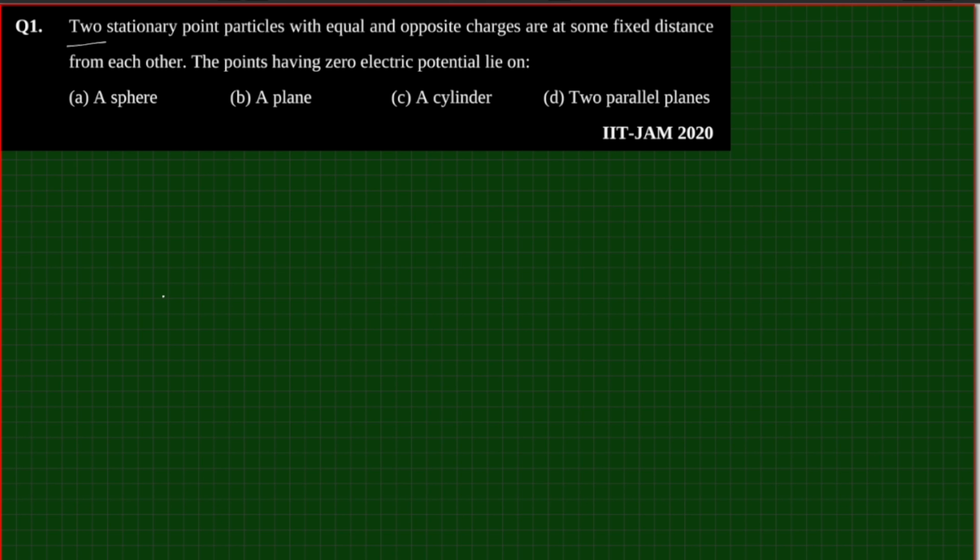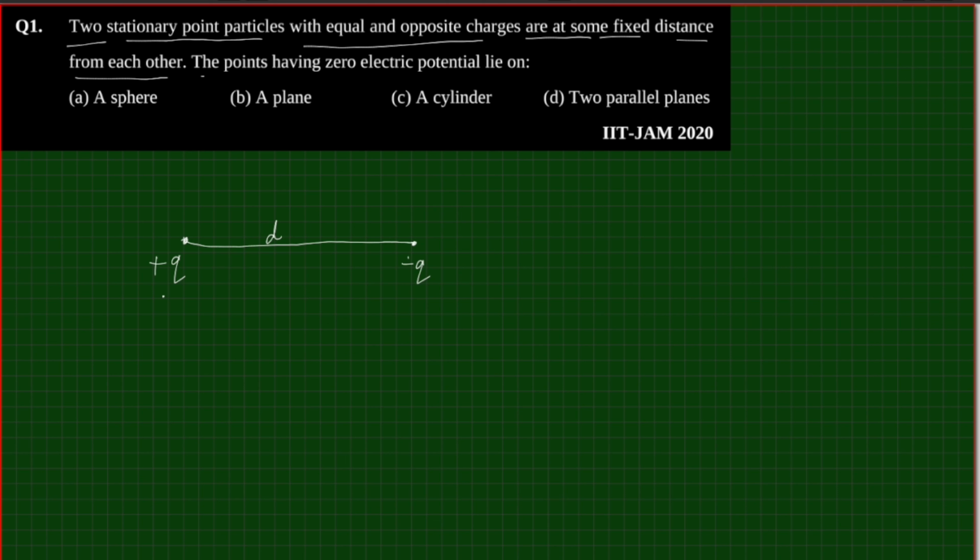So in this question, two stationary point particles with equal and opposite charges are at some fixed distance from each other. So two equal and opposite charges separated by a distance means it is a dipole. Equal and opposite charge separated by a distance. Let's say the distance is d.